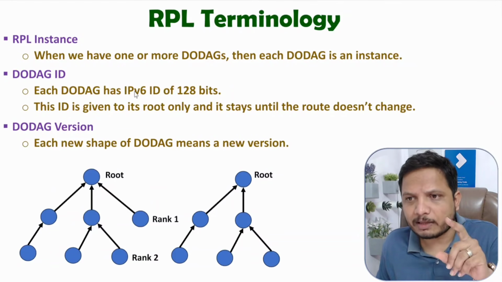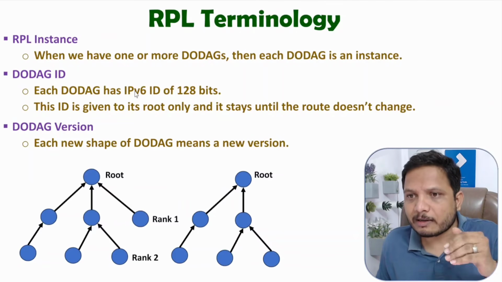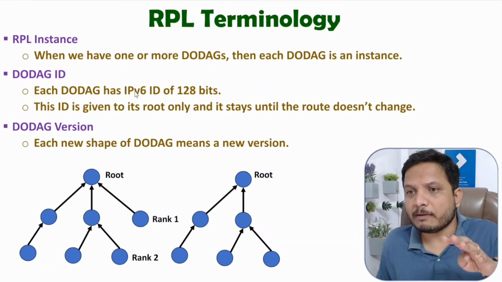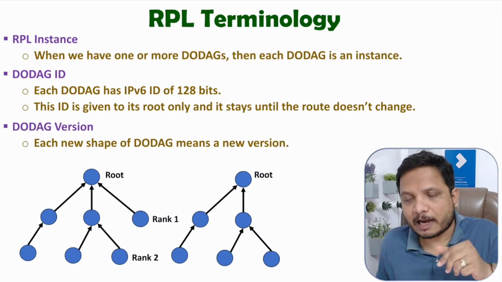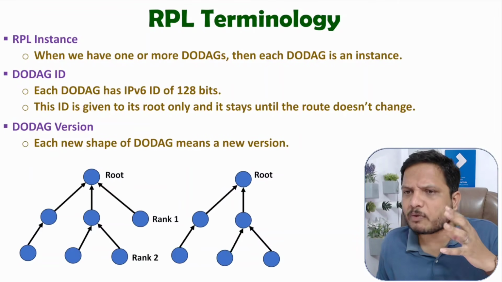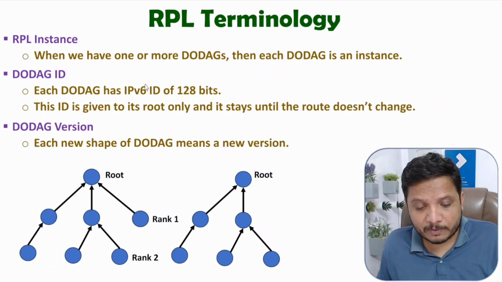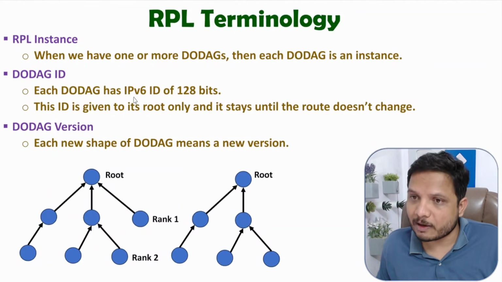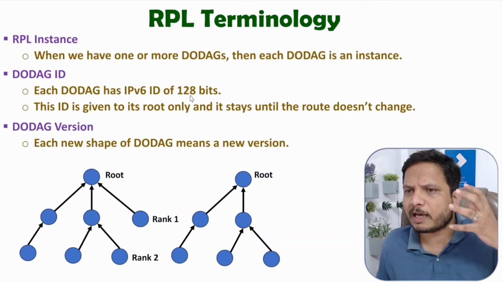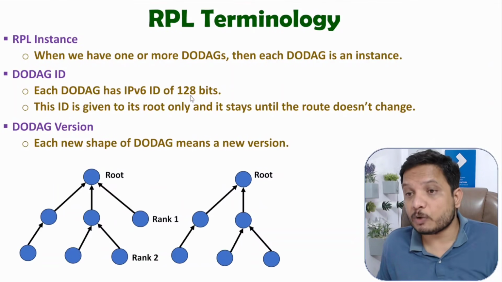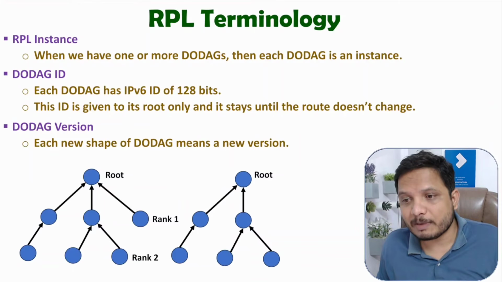But let me tell you one thing: in the current world, 32 bits means you will have about 4 billion IP addresses. And with IPv4, that is quite next to impossible. That's why in the majority of cases, we will implement the RPL protocol with IPv6 IDs only, right? The reason is that with 128 bits, you can have so many IDs: 2 to the power 128 IDs will be available.